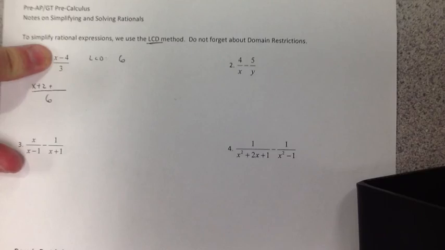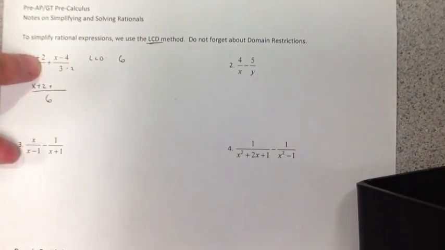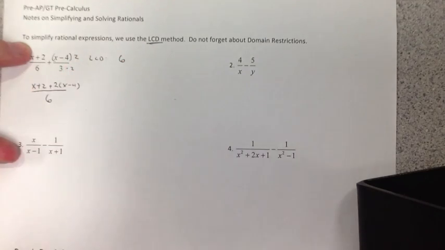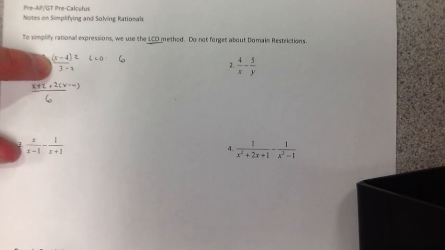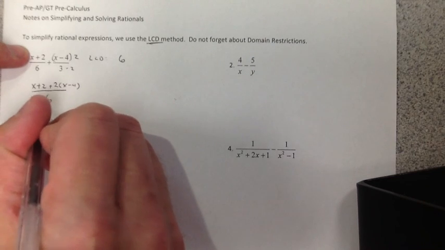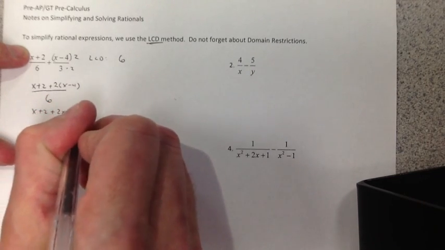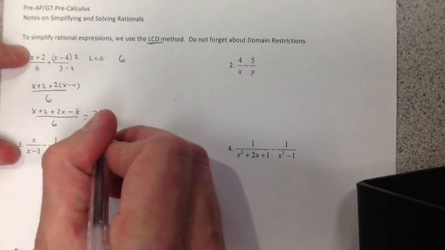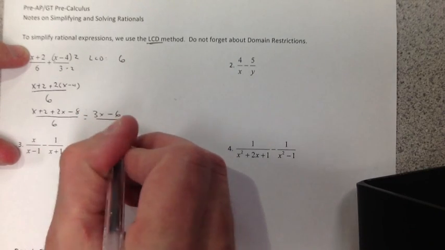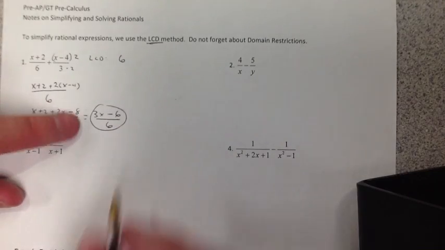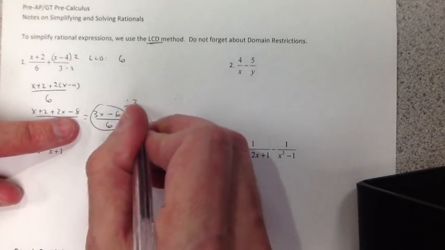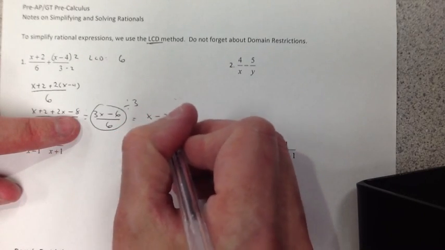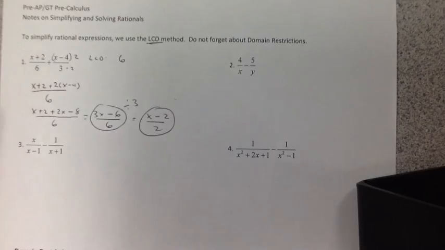But the 3 needs to be multiplied by 2. So that means I have to multiply the top by 2, and I get 2 times (x minus 4). I find out what it's missing. So when I simplify here, I get x plus 2 plus 2x minus 8 over 6. And if I simplify this, we get (3x minus 6) over 6. And if you notice, I can even simplify this further if I want to, because they're all divisible by 3. So divide by 3, I get (x minus 2) over 2. You got to divide everything by 3, though.